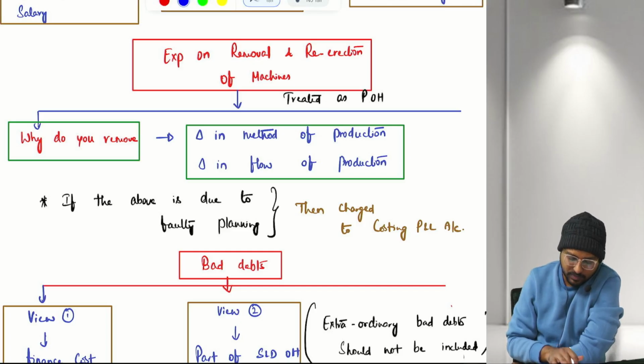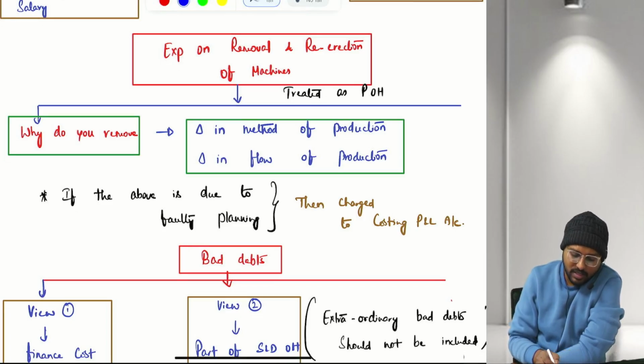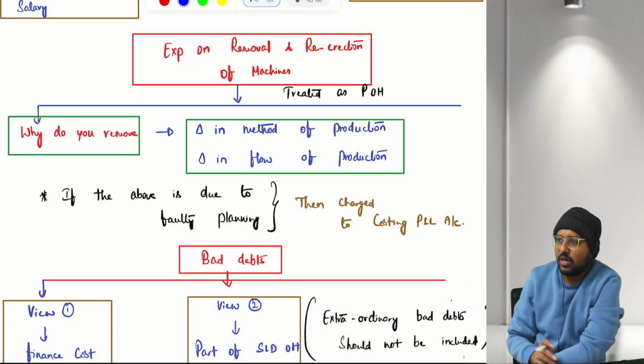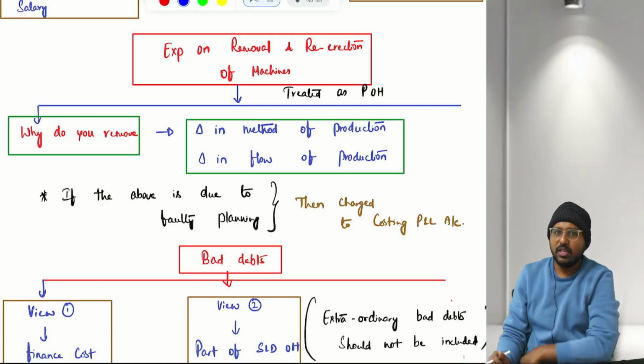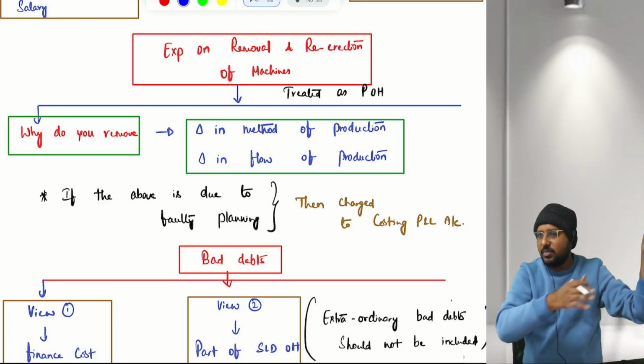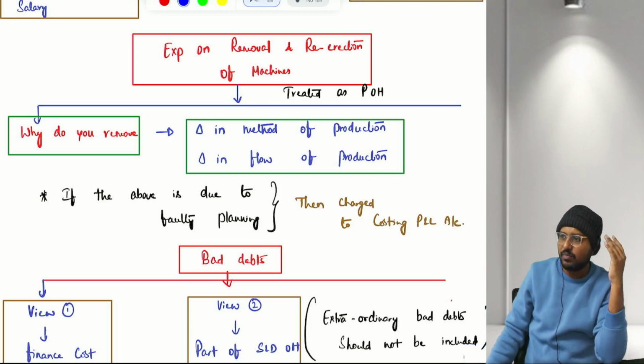Now, the first question you might be asking is, sir, why do we need to remove the machines and then re-erect them at some other place? You got the point? Machines are not like this camera. It's very easy with a camera: remove some screws, take it and keep it. We are talking about big machines.